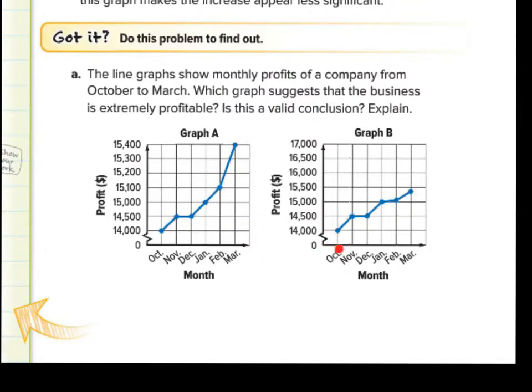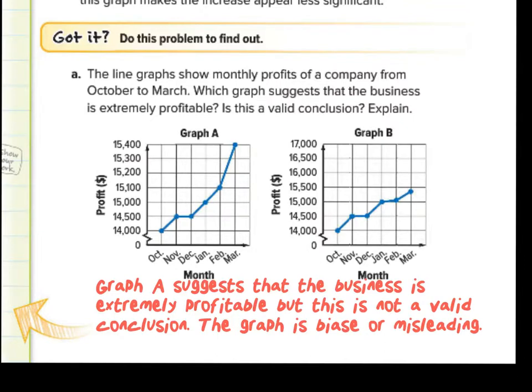So what you really need to be careful of is to make sure that you're matching the numbers. Here's 15,000 about 400, which is the same here, 15,400. So make sure that you always read the vertical axis and the horizontal axis to match. Therefore, graph A suggests that the business is extremely profitable, but this is not a valid conclusion. The graph is biased or misleading.